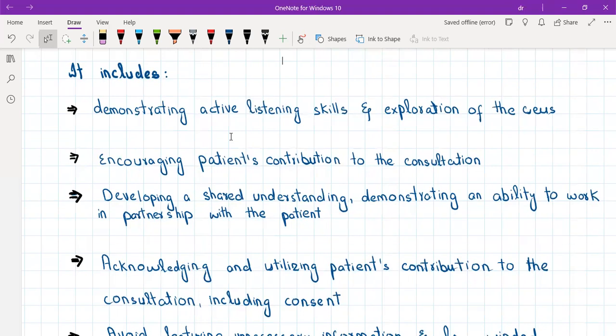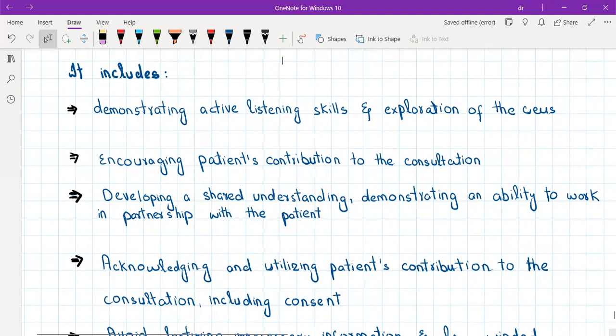All right. Or for example, when you break news to the patient, and there's a sudden change in the expression of the patient, and the patient looks surprised, so you say, I can see, Mr. Smith, that this has come as a shock to you. So this is basically the exploration of the cue.